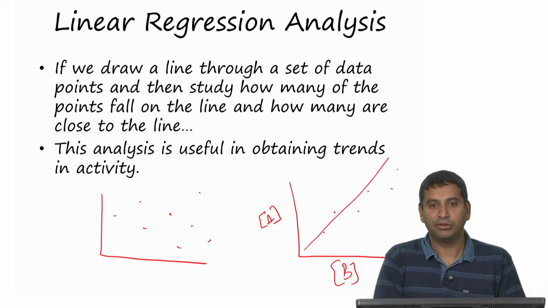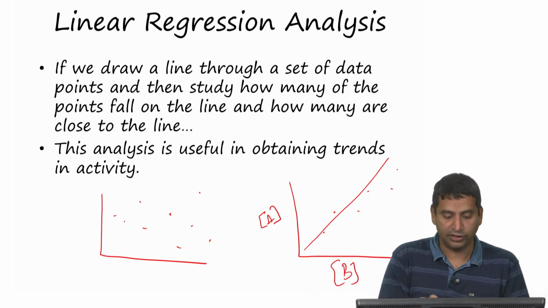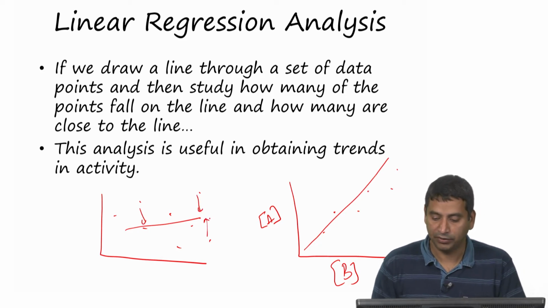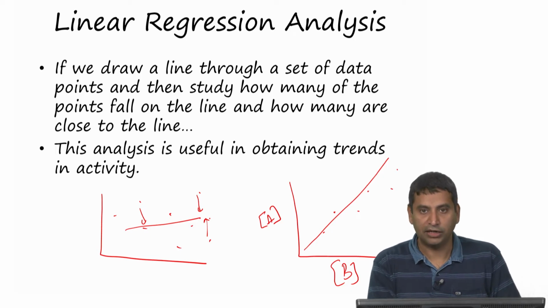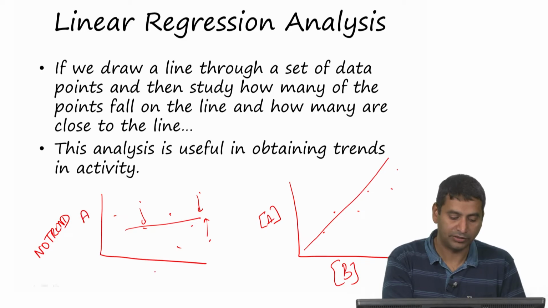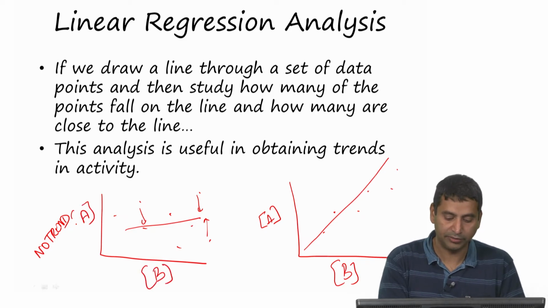Now, you can also have a situation where you have absolutely no trend. If I fit a straight line, I actually do not get a straight line, I get something like this. Each of these points is very far from the straight line. So, you can have two contrasting situations. Keep in mind this is again parameter A and parameter B, and here there is a trend.